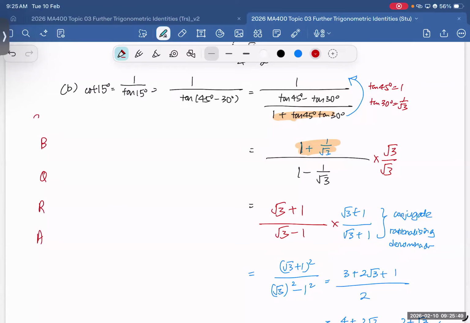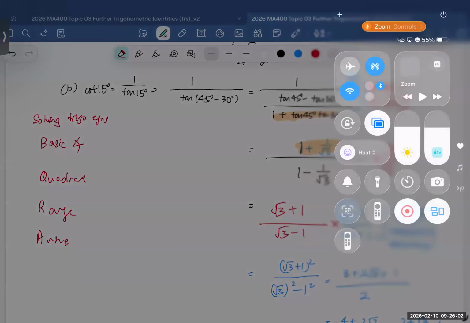EQRA. This is for solving trigo equations. B is for basic angle, Q is for quadrant, R is for range, A is for answer. Is it okay?